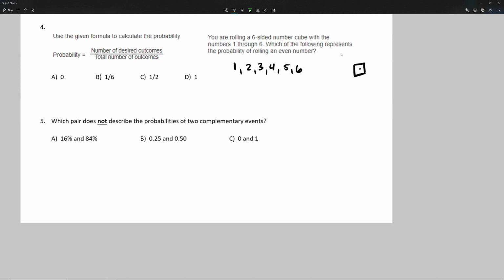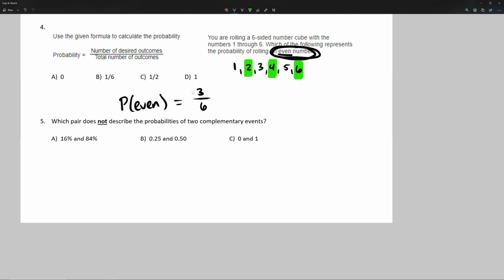Which of the following represents the probability of rolling an even number? An even number. Very important. I recommend you circle that, because what we're asking is the probability of rolling an even number. Okay, so you guys can circle, I'll highlight because I like the pretty color. I highlighted all my even numbers, of which there were 3. And on bottom, of course, we're going to have our total of 6. Remember, it's desired over total.